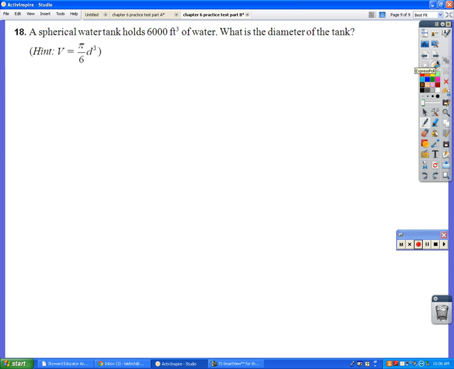All right, and then the last one, a spherical water tank holds 6,000 cubic feet of water. What is the diameter of the tank? What do I do with the 6,000? Put it in for the volume.